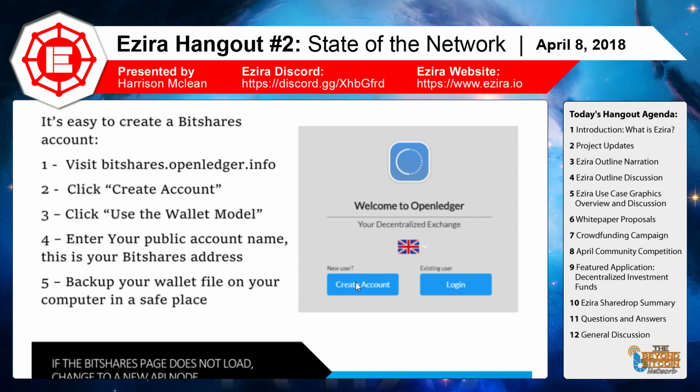Then you use the wallet model to create a file on your computer to store your private keys. Then you enter your public account name, which becomes your BitShares address, and you back up the wallet file on your computer in a safe place. That's very important, that you have access to your private keys and that they are stored, backed up and safe.